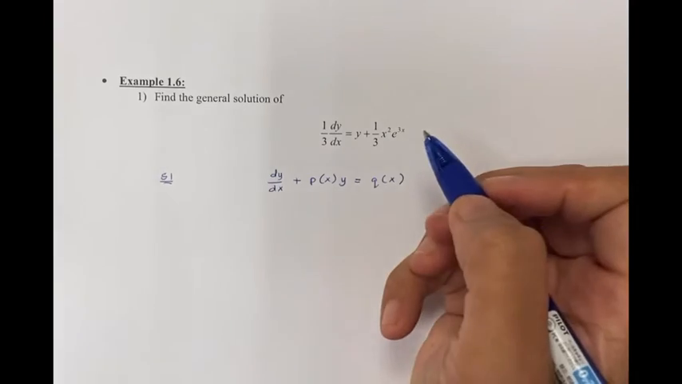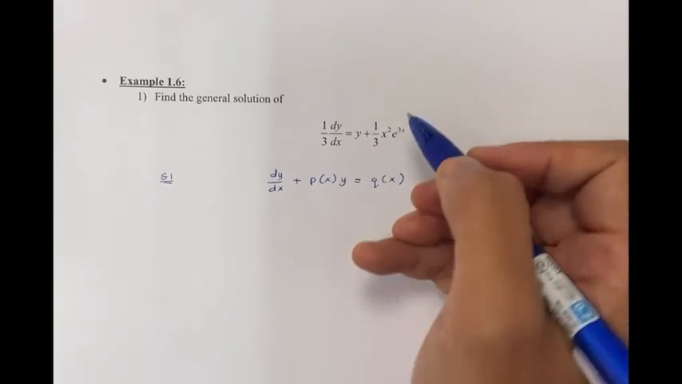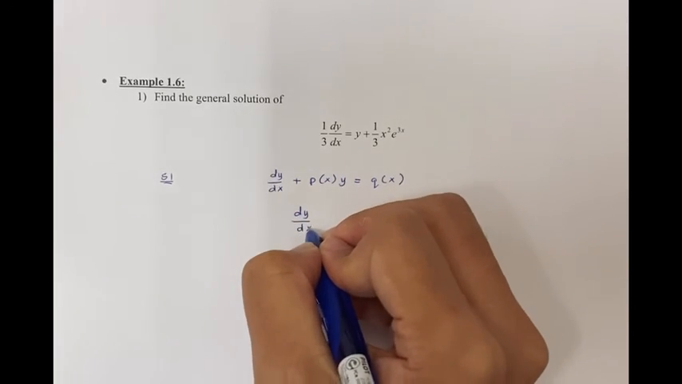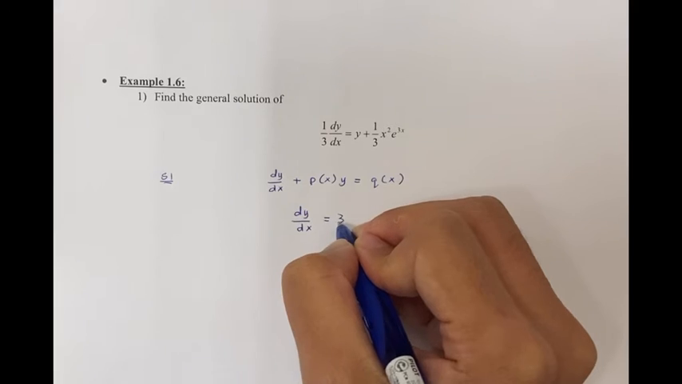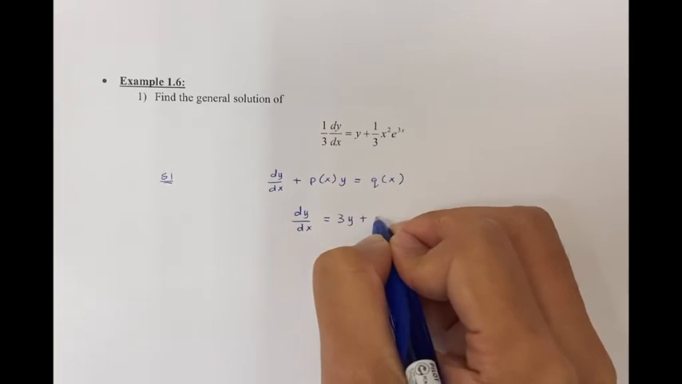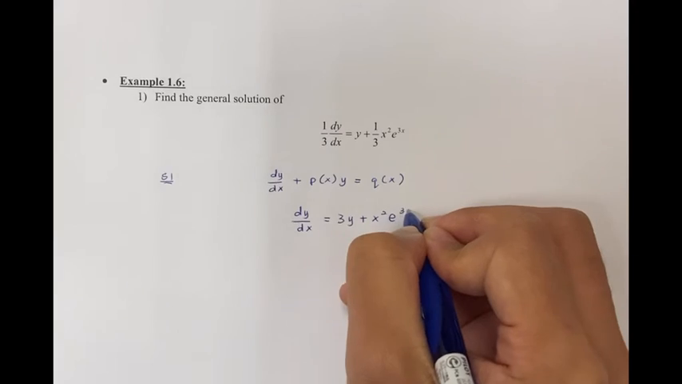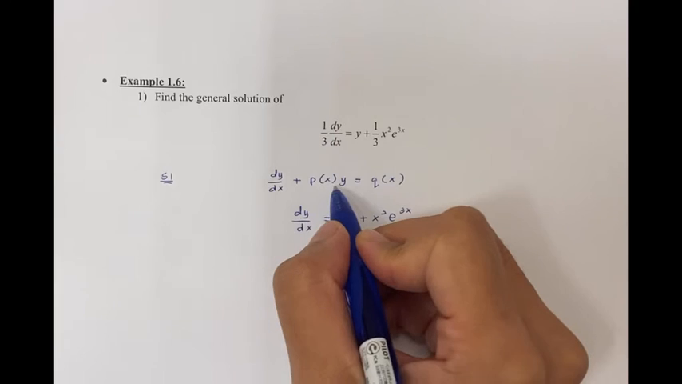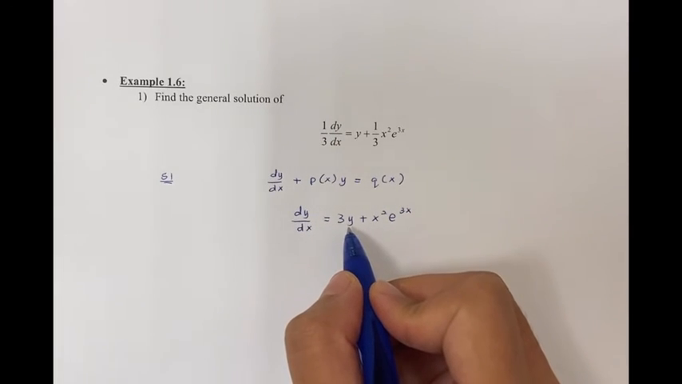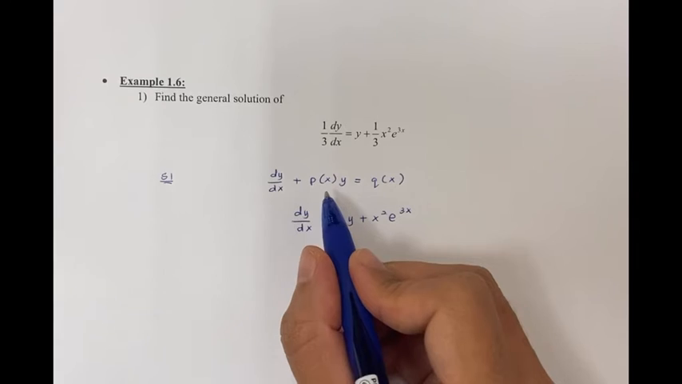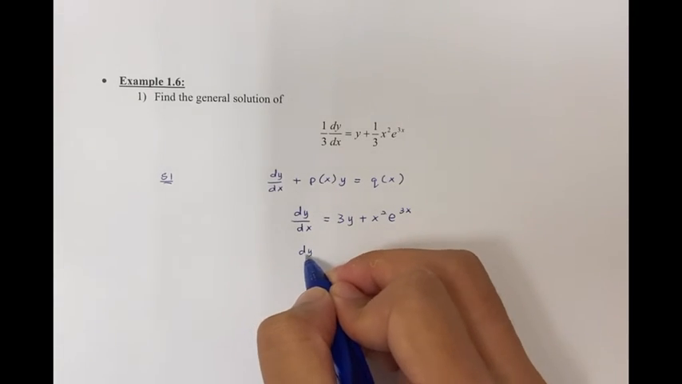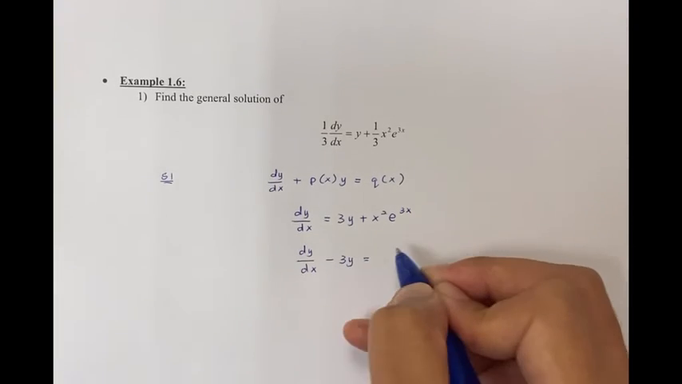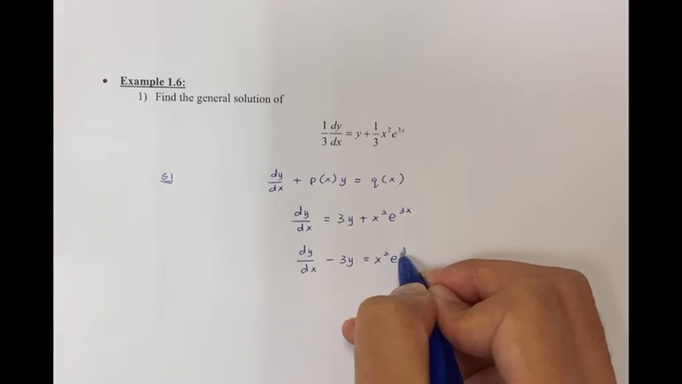So move this 1 over 3 to the right hand side. So you have dy over dx equal to 3y plus x squared exponent 3x. Okay, next you need to have your pxy. So move 3y to the left hand side. So you have dy over dx minus 3y equal to x squared exponent 3x.